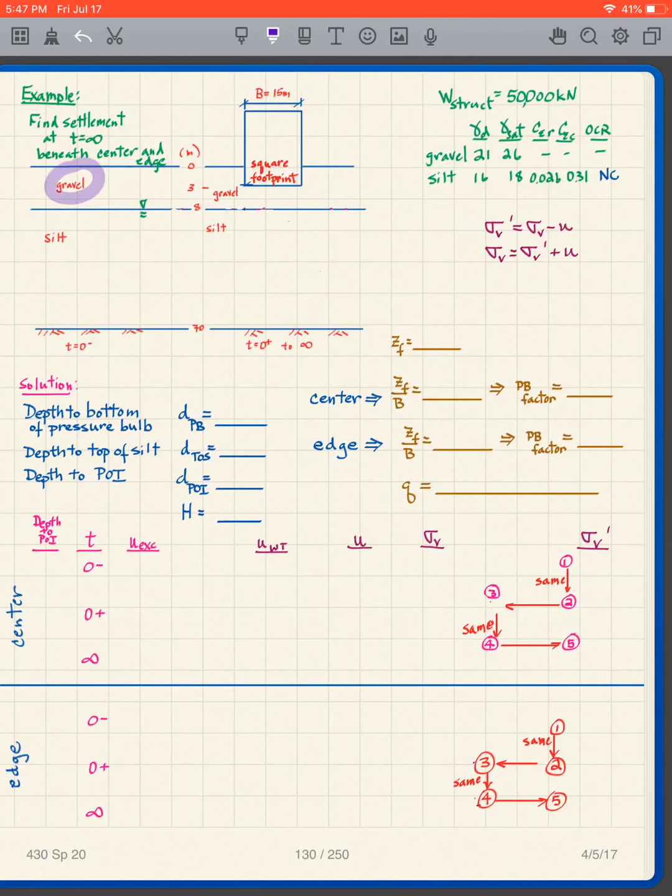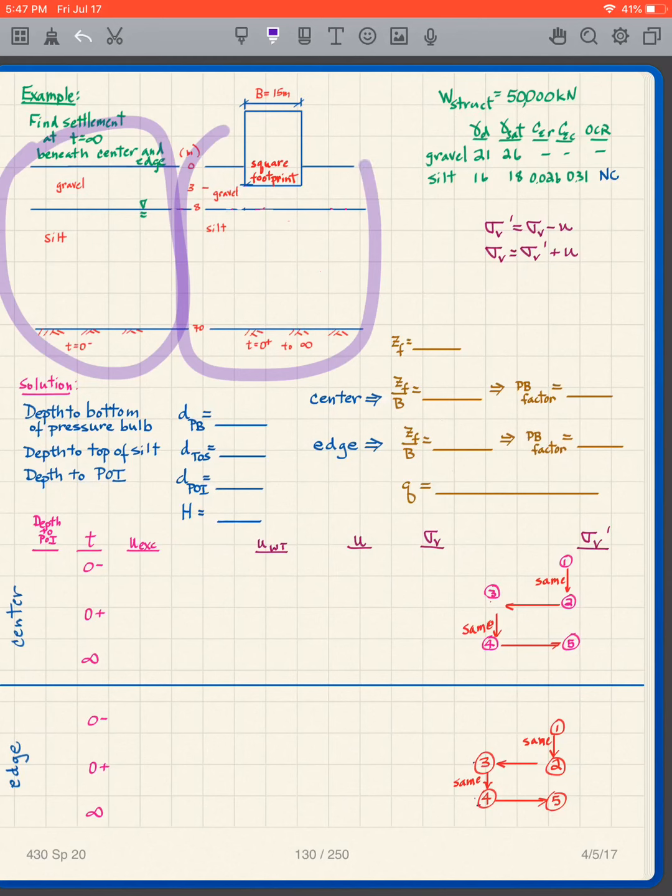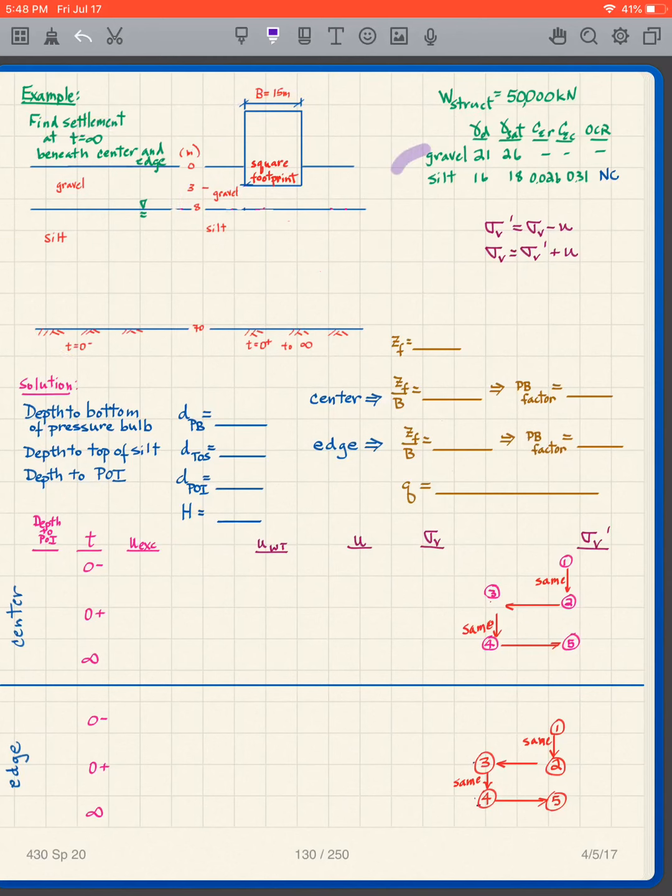We have gravel over silt. The water table is there. The base of the silt layer is at 70 meters. This is the t equals 0 minus figure. This is the t equals 0 plus, the t equals infinity figure. The soil properties are here: gamma D, gamma saturated, C epsilon R, C epsilon C, and the OCR are given.